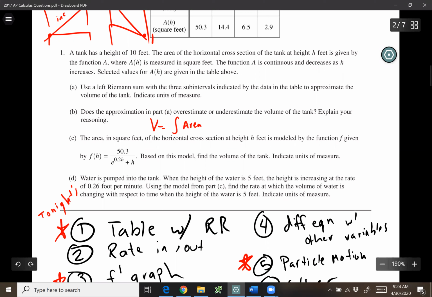So in this case, the volume is just literally going to be the integral of f of h, and you're going to use the endpoints that you have. Okay, so that's all C is.